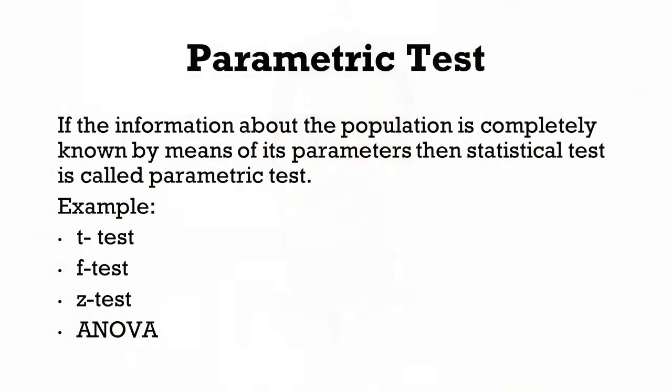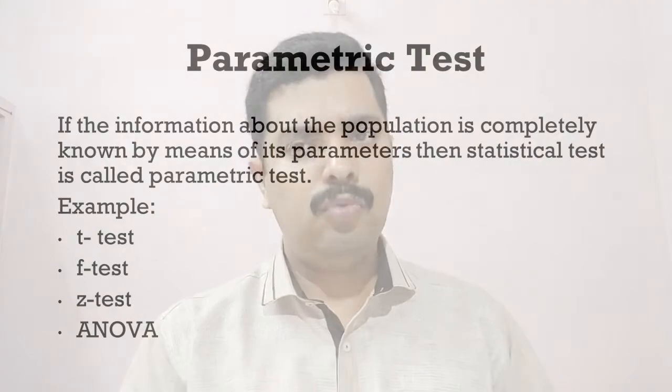If you're doing a research where you have the information of the population and you have the data of this particular population, then you can use what is known as a parametric test. So I would rather state it like this: if the information about the population is completely known by means of its parameters, then the statistical test is called a parametric test. And there are different types of parametric tests. There are a huge number of them, more than 50 or 60. Even in the modern digital world, a lot of tests are coming up. The very common parametric statistical tests are t-test, f-test, z-test and ANOVA.